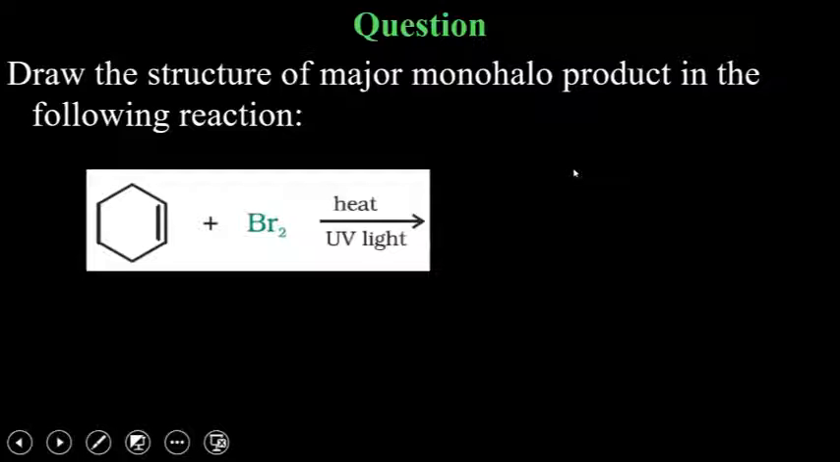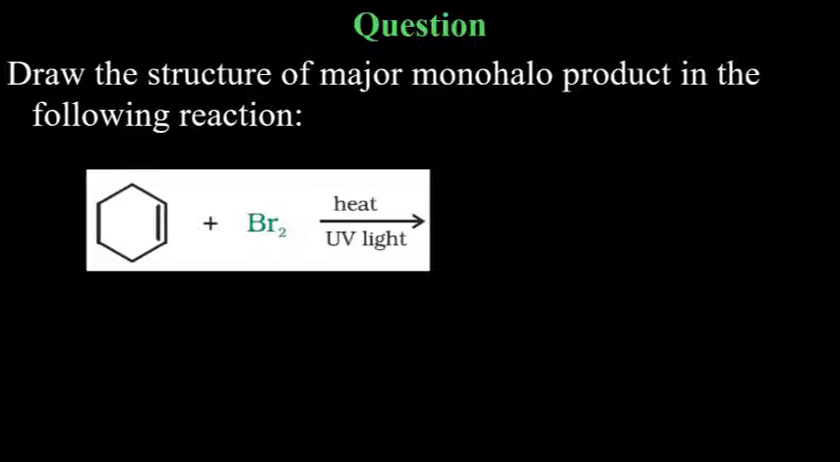Next, tell me the answer. This one again, the monohalo product. Now this one you won't be able to answer; I'll have to explain first. Okay. So in this case, what happens? This is something specific, and you need to remember some points for this.